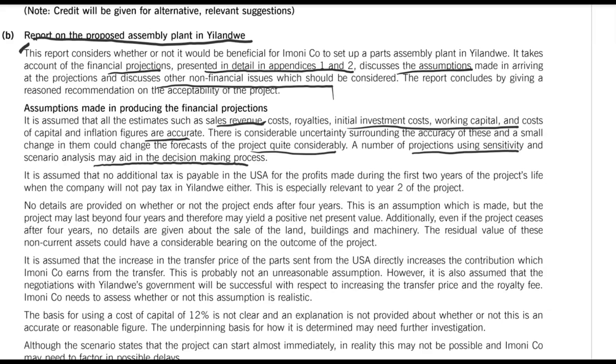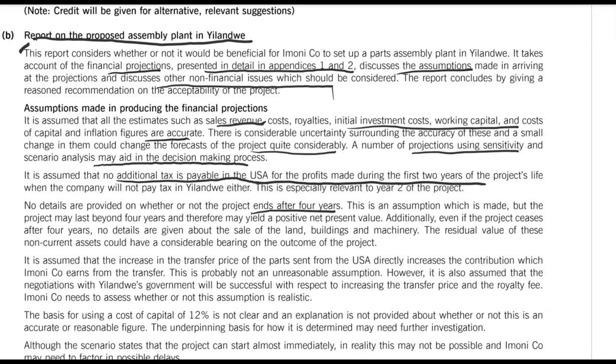It is assumed that no additional tax is payable in the USA for the profit made during the first 2 years. It is also an assumption that in Yilandwe there will be no tax in the first 2 years. It is an assumption that your parent company, US country, will not charge you any tax in the first 2 years. No details are provided on whether or not the project ends after 4 years.